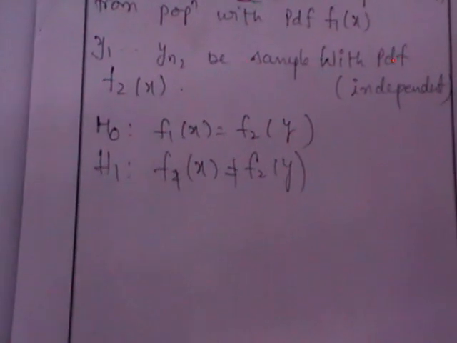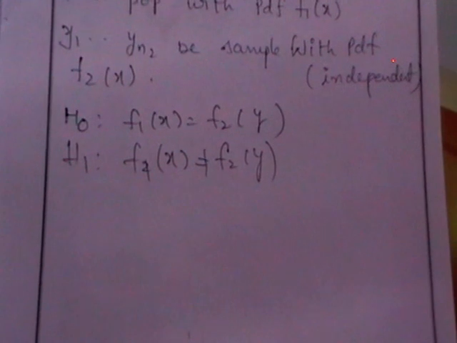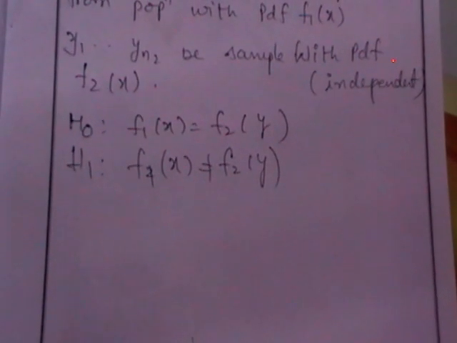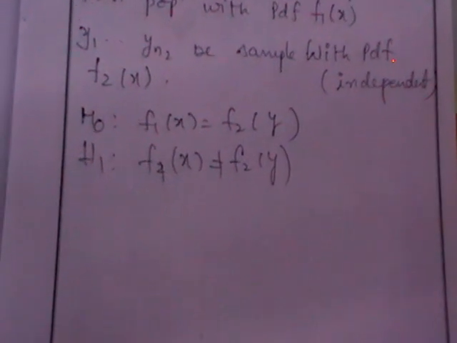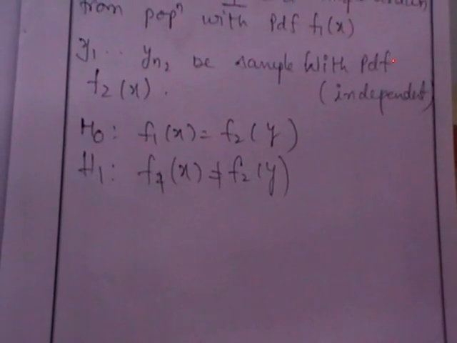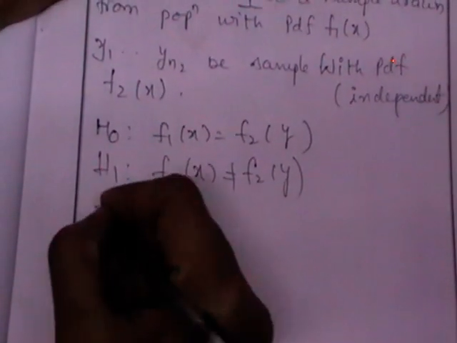To test this, for the sign test we considered the number of signs. For the run test we considered the number of runs. For the signed rank test we focused on ranks. For this U test, what we are going to do is define a new statistic U. So let us see how to define it.